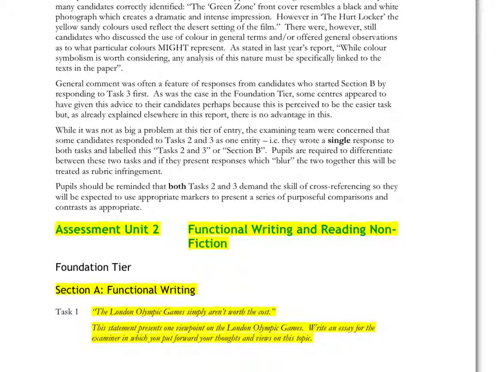This document is taken from SA's Chief Examiner's report from 2012. So we're going to go through Unit 2 and see what areas you need to watch for and what things you need to aim to do in each section of the paper. So in Foundation Tier, the title for writing was "The London Olympic Games Simply Aren't Worth the Cost," and you had to respond to that viewpoint by putting forward your own thoughts and views on that topic.